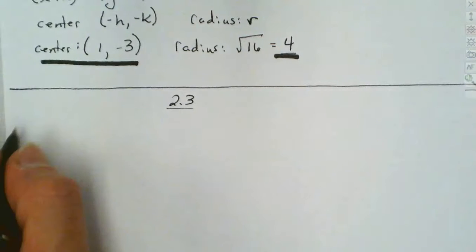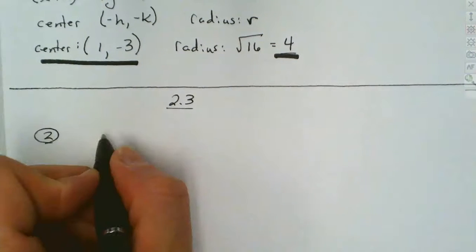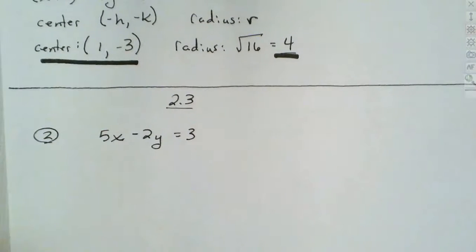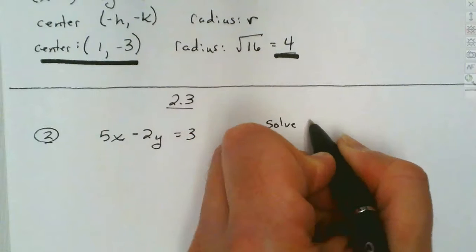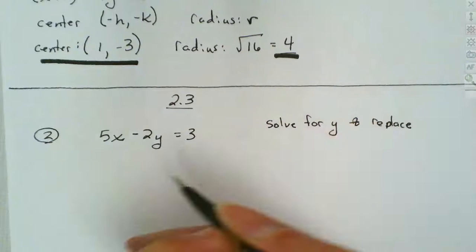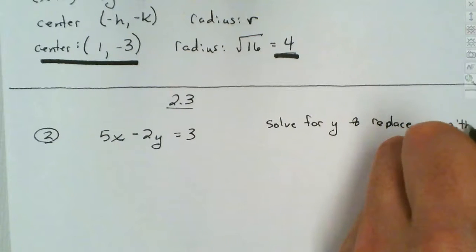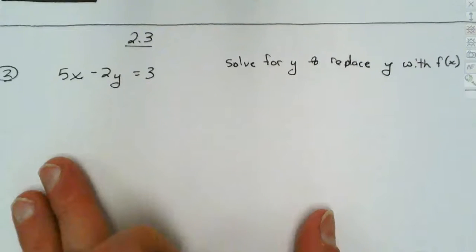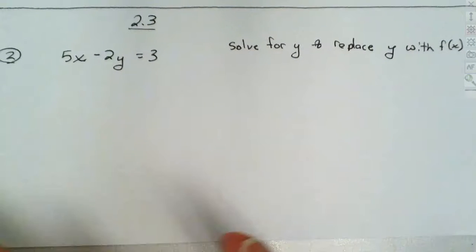And 2.3, we're going to look at question 2. And the directions are solve for y and replace y with f of x here. And I know we did these in intermediate algebra and elementary algebra as well. We're going to be solving for y. So that's like we're going to be graphing this line. And remember, when it comes to functions, we can replace y with f of x.